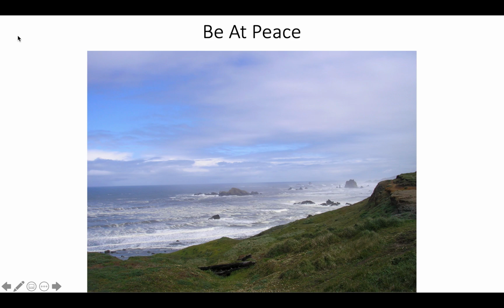Here's a photo from Cape Blanco State Park in Oregon, along the Oregon coast. Almost the westernmost point in the lower 48 states of the United States. And this is a very pretty day in early June. And you can just imagine the loudness of the waves crashing on shore along the Oregon coast.